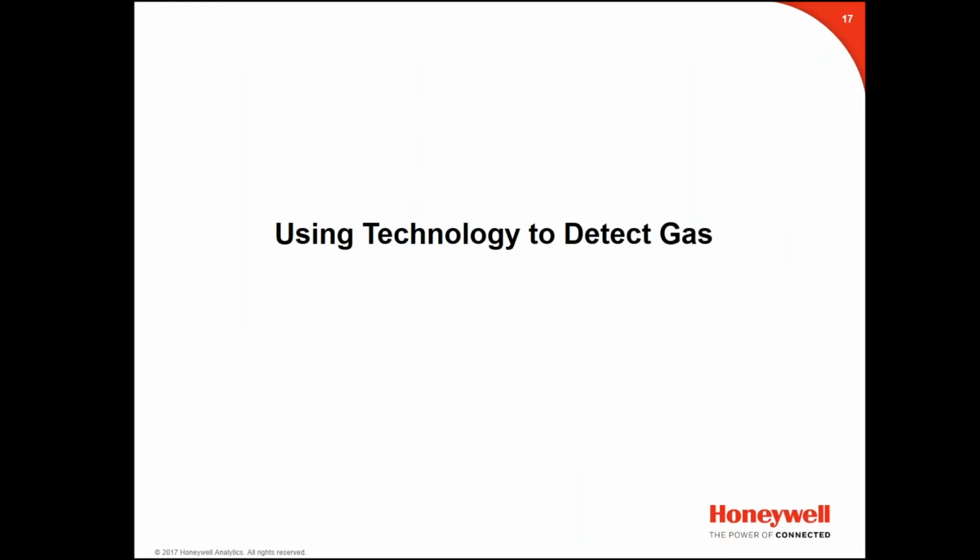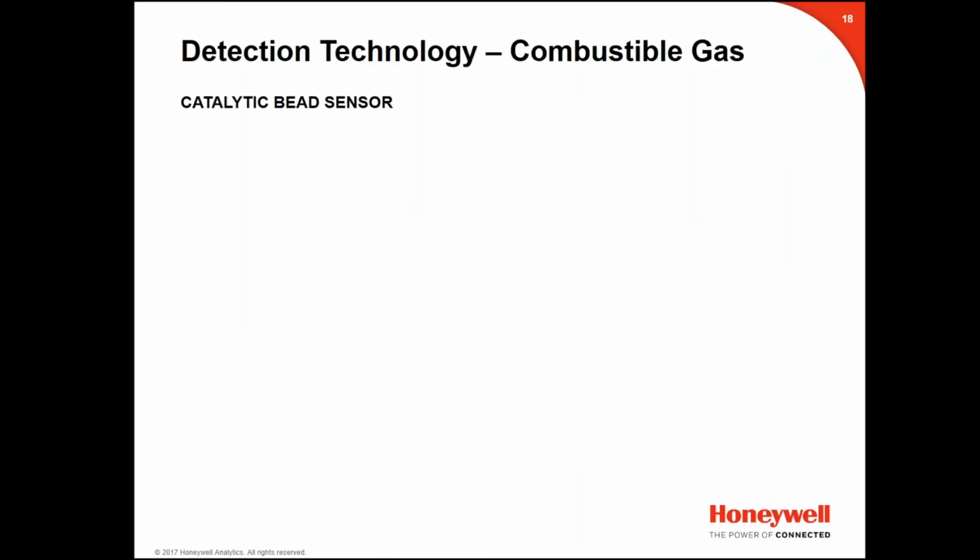Okay, so now that we're familiar with some of the areas that might require gas detection, let's talk about the technologies that are used to detect the presence of gas. When detecting combustible gases, the technology begins with a catalytic bead sensor. So we start with a platinum wire coil surrounded by an alumina ceramic base. Then an outer coating of palladium or rhodium is applied to the base, forming a catalytic bead or pellister.